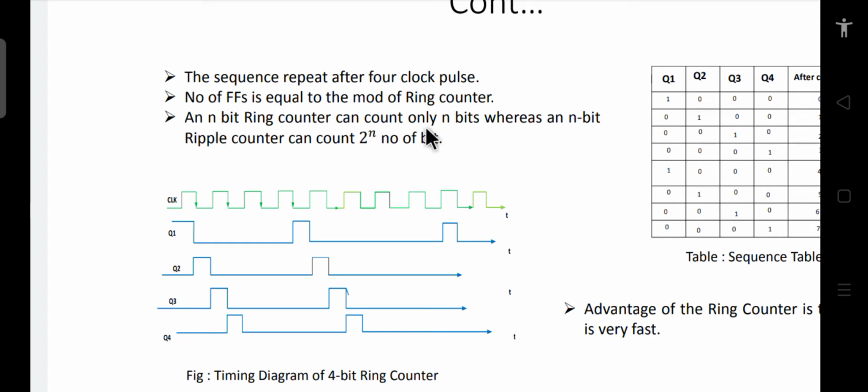An n bit ring counter can only count n states, whereas an n bit ripple counter can count up to 2 to the power n states. I have already said this point. So a ripple counter can count up to 2 to the power n, whereas an n bit ring counter can only count n. And this number of counts, or the number of flip-flops it has, is called the mod of the ring counter.